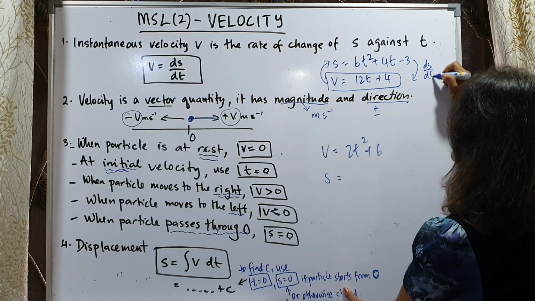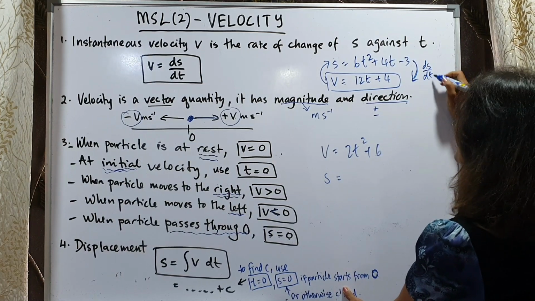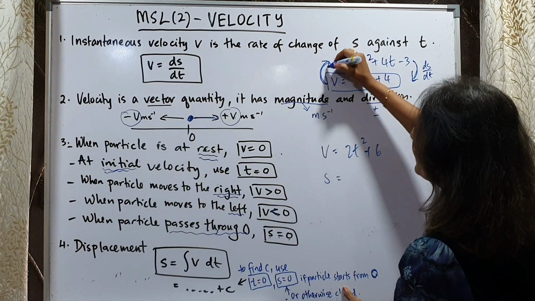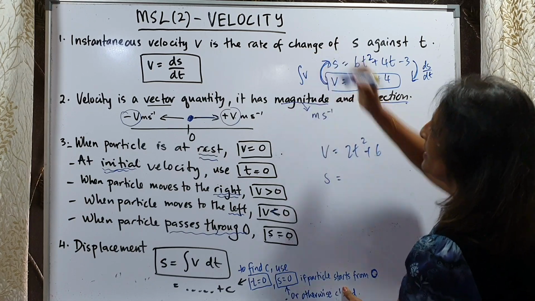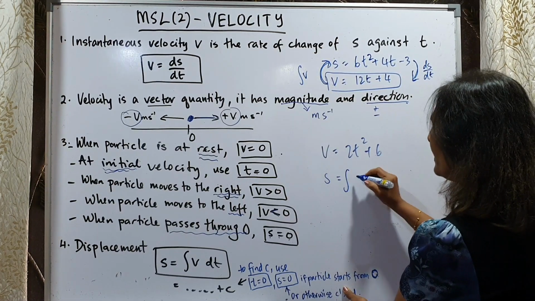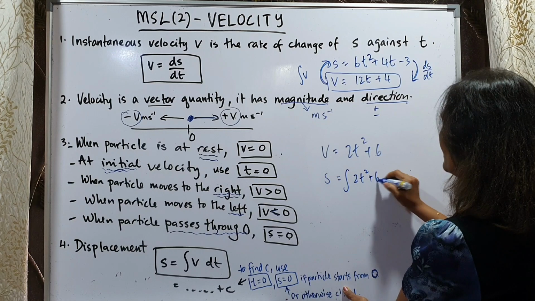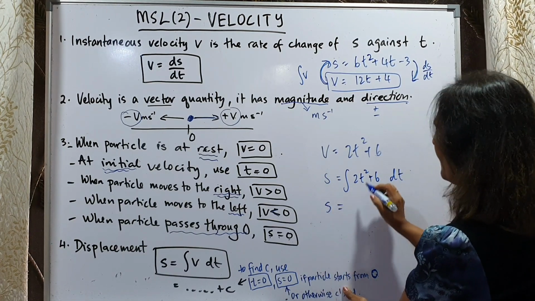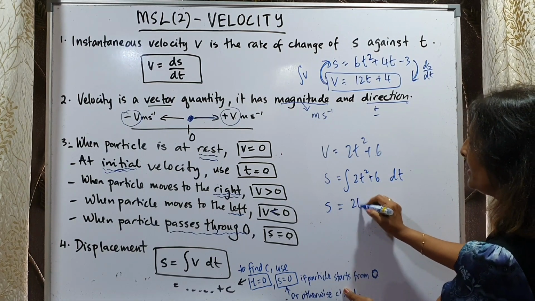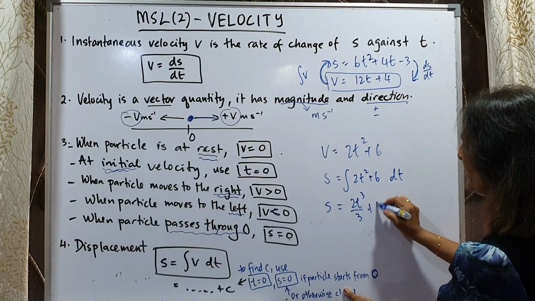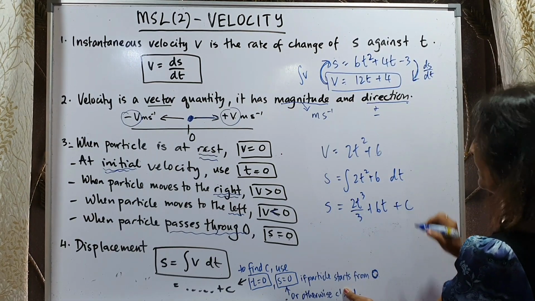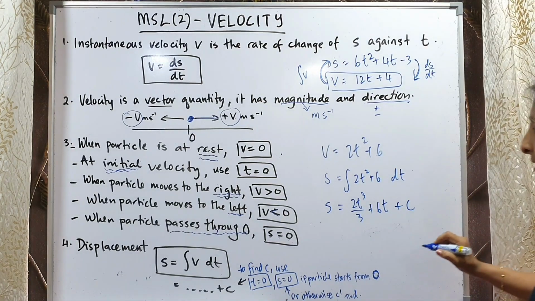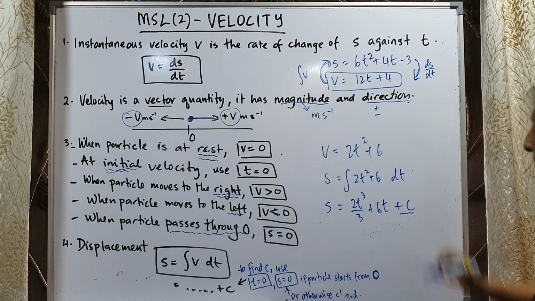differentiation, ds/dt, right? This way you do ds/dt. So now you want to go back that way, you have to integrate the v. So we integrate 2t squared plus 6 dt. Then what will we get here? When we integrate, we get 2t cubed over 3 plus 6t plus c, right? Because this is an indefinite integration, you must have plus c at the back.